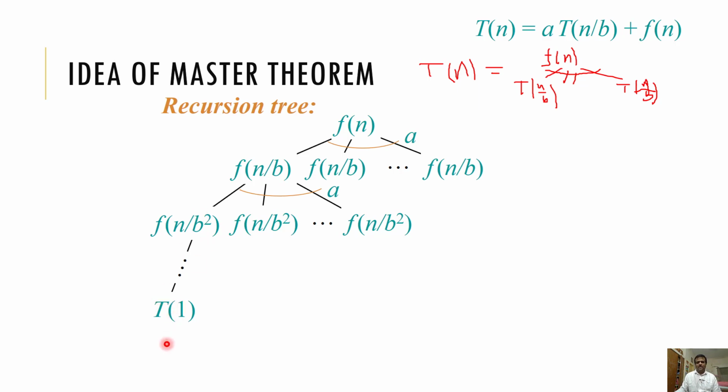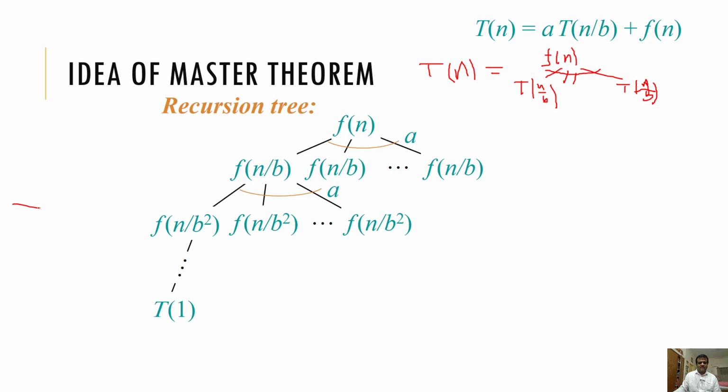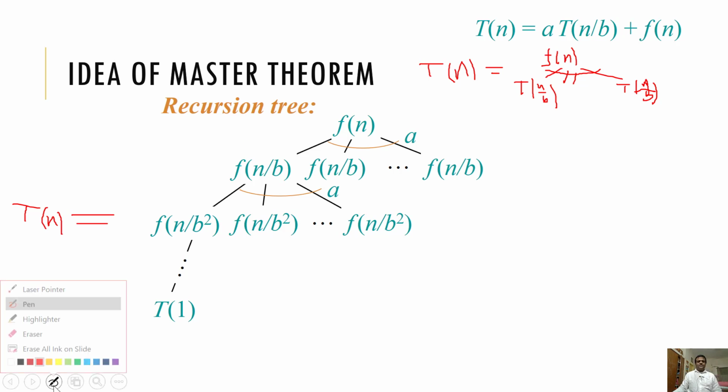So, that is the stopping condition. So, Tn is basically the sum of all these terms. This is our Tn, the runtime for this algorithm. Okay. Now, the question is how we will get the sum.